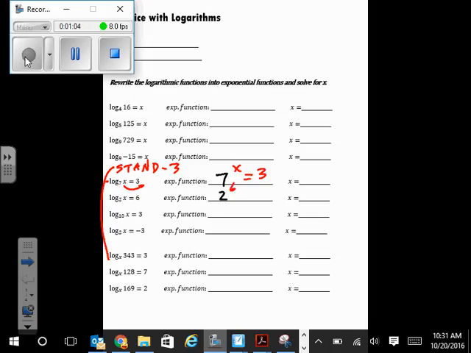What was the first one? It was 343. 343, and the second one was 64. 64. Take a look at it. See for today.